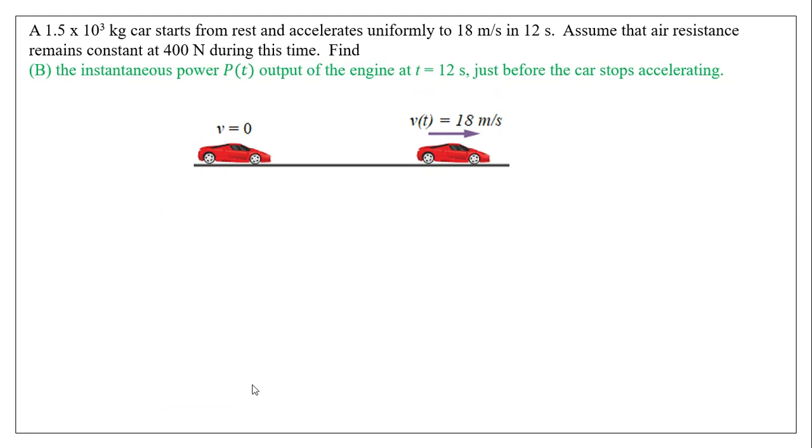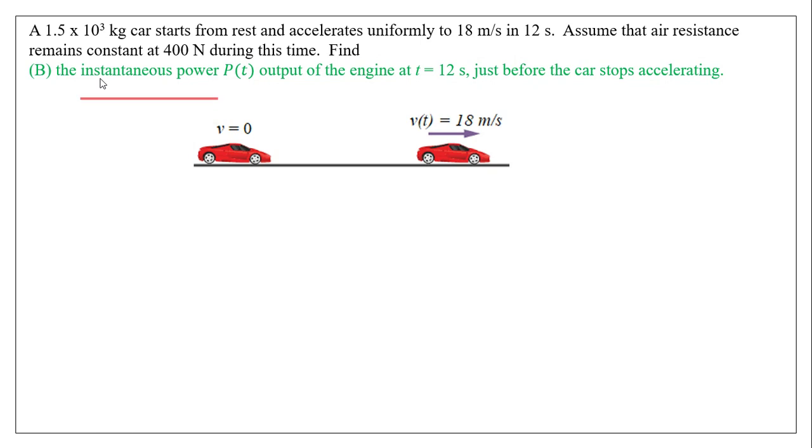Now let's do part B. Part B wants us to find the instantaneous power output of the engine at 12 seconds. Well, the statement here is a little different. You notice here in part B, it didn't want the average power. It wants the instantaneous. How much is the car outputting at that exact moment?